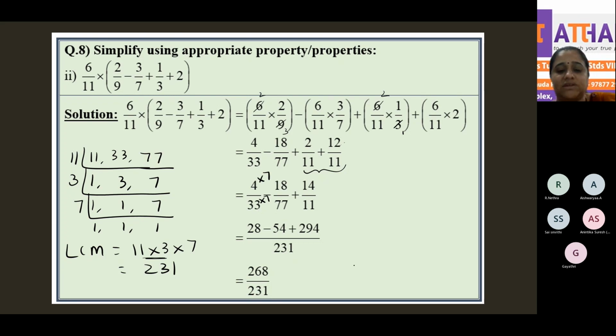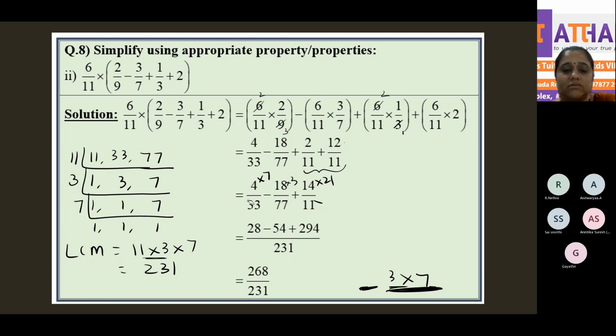77, 77. So see here, what are the factors of 231? 231 is equal to 11 into 3 into 7. So in 77, you have 11 and 7. So you should multiply by 3. In 77, we have 11 and 7. 11, 7 is 77. So multiply by 3 to get 231 into 3. And then 11, 11 should be multiplied by 21 to get the denominator 231.